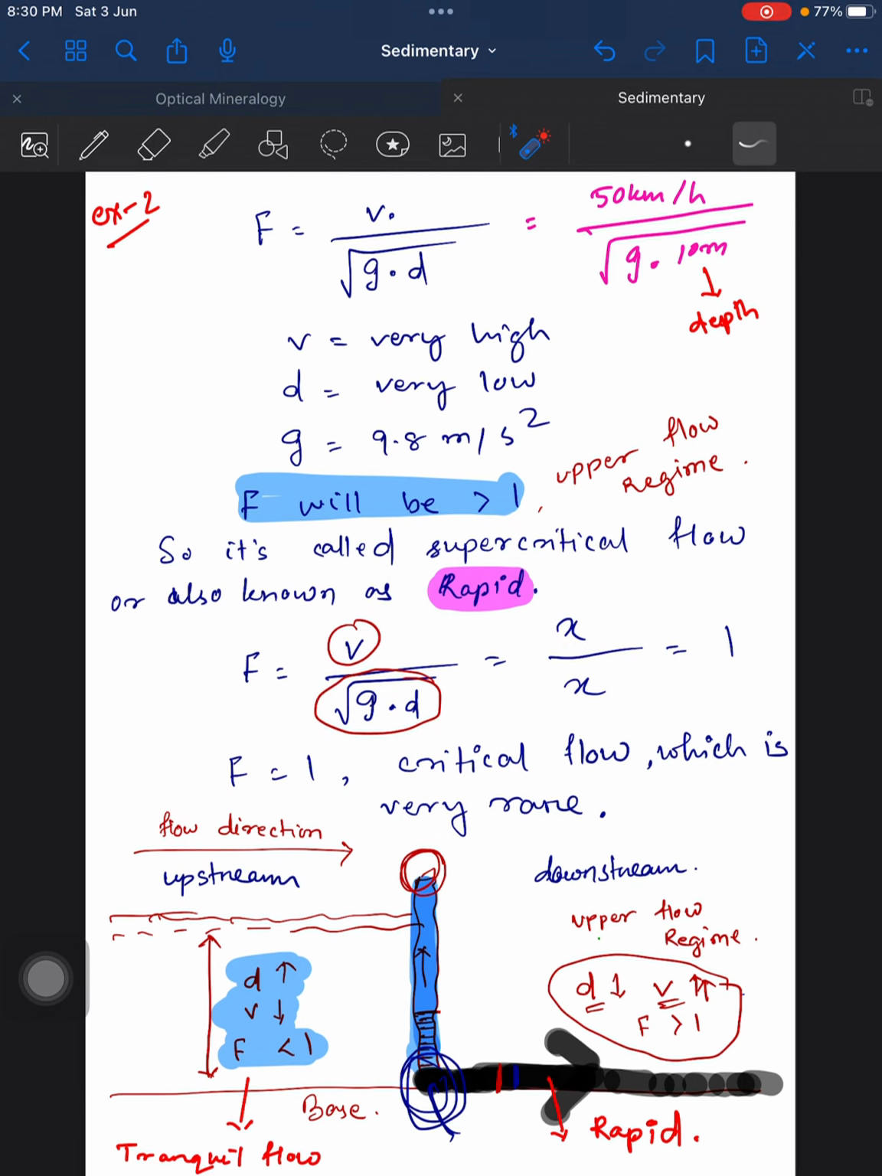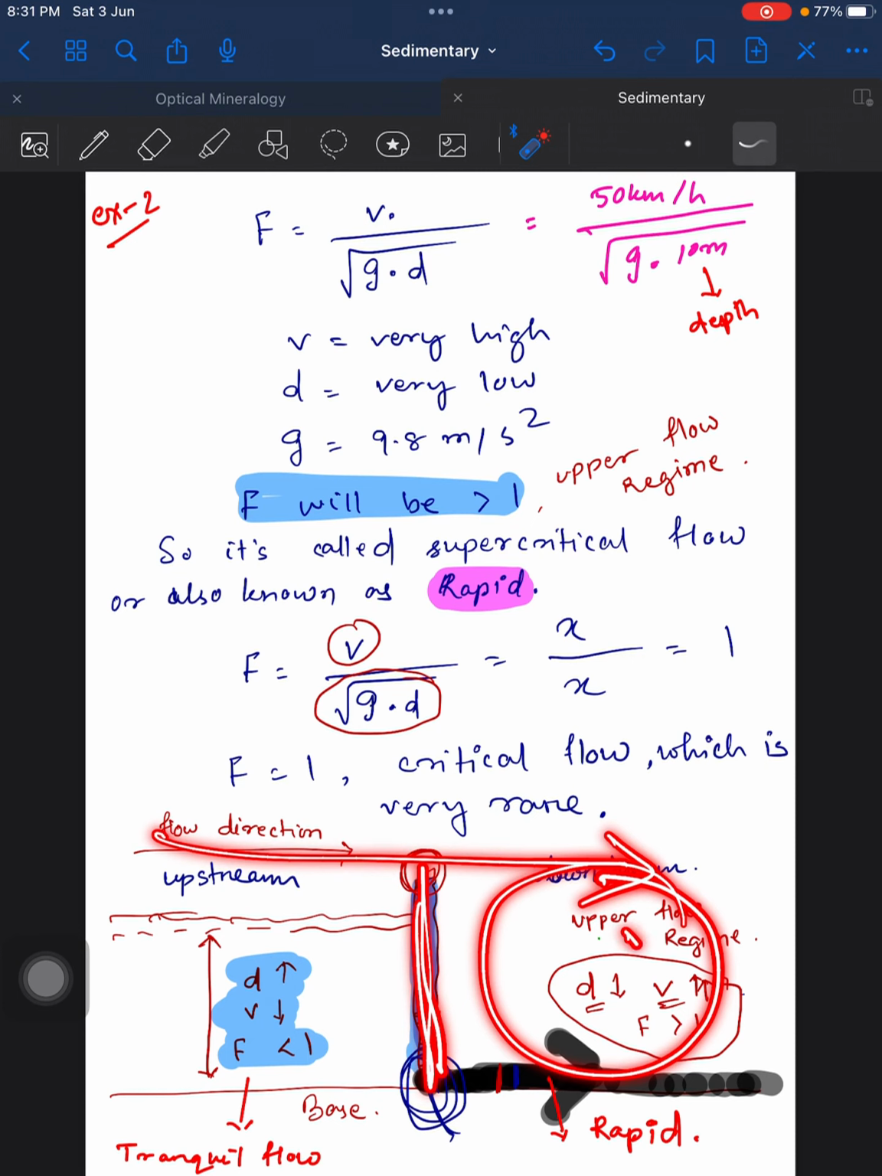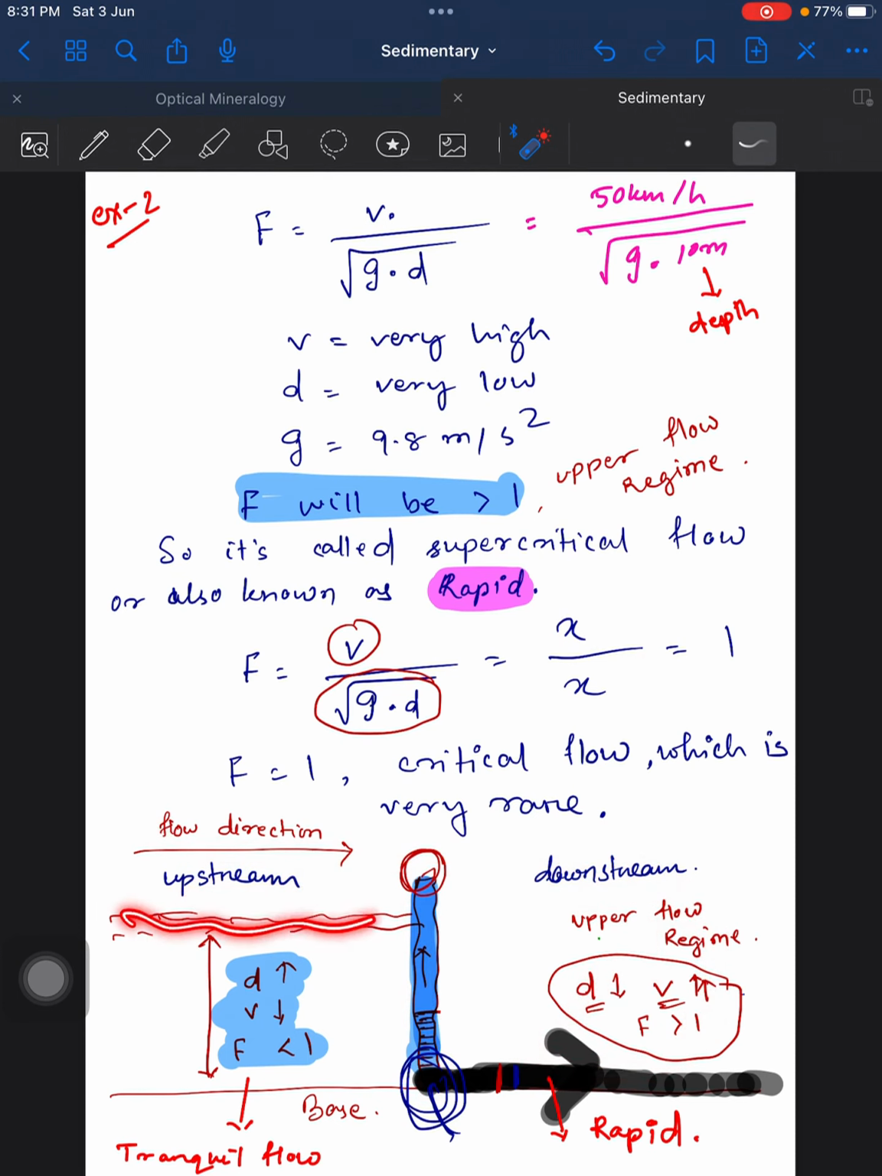Okay, so right now what I am telling you, I am giving you just one example. You can easily understand where the rapid is taking place and where the tranquil flow is taking place. You just consider this is one dam and this is the flow direction of the river. So dam is there, so which side will the water accumulate? This side, no, how will it accumulate this side? It will accumulate in the upstream. Okay, in the upstream the water will accumulate, here the water will accumulate.